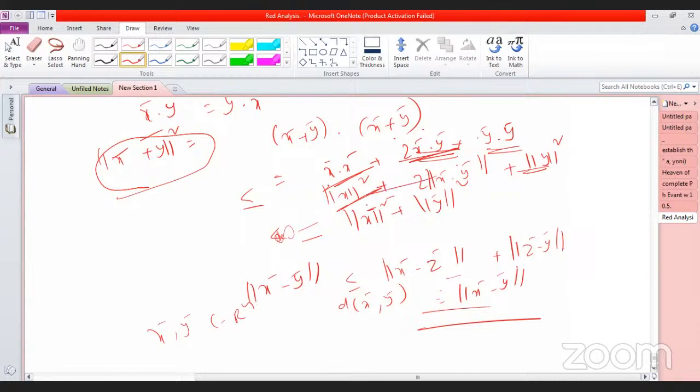Then immediately simplify, that is less than or equal to, right. So therefore modulus of x bar whole square plus modulus of y bar whole square.